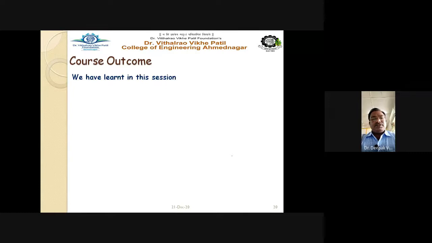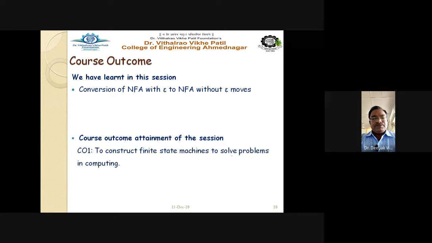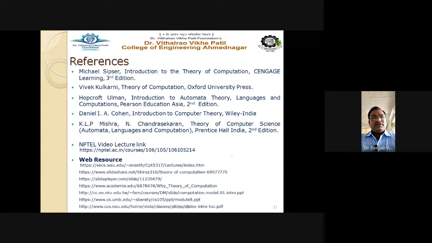Okay, so this particular session, what we have studied: conversion of NFA with epsilon moves to NFA without epsilon moves. So there is no difficulty while converting. The only thing is that we have to remember the formula, how to find out the delta dash transition. Just remember it and solve all the transitions, and find out for each state, each input transition. When you find it out, you will definitely reach the NFA without epsilon moves. So this is the outcome. So course attainment of the session: to construct the finite state machine to solve problems in computing, and these are the different reference books.